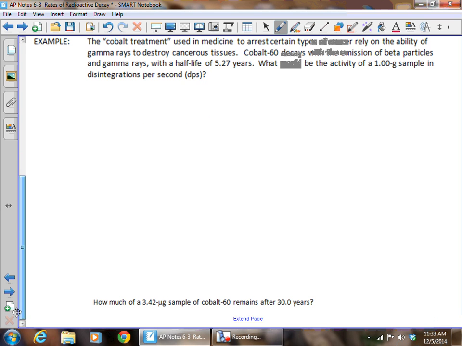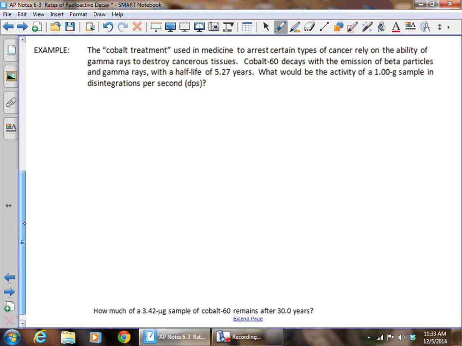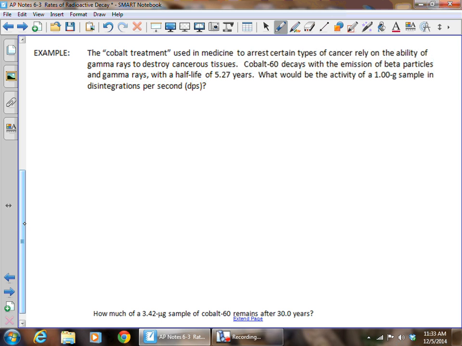Okay, so let's look at an example. It says the cobalt treatment used in medicine to arrest certain types of cancer relies on the ability of gamma rays to destroy cancerous tissues. Cobalt-60 decays with the emission of beta particles and gamma rays and has a half-life of 5.27 years. What would be the activity of a 1 gram sample? We're looking for activity of a 1 gram sample in disintegrations per second. So it looks like what we're actually looking for is A equals KN. We're looking for activity.